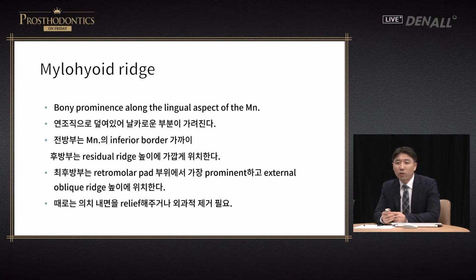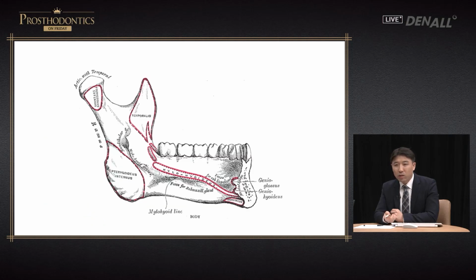When there are teeth, it is positioned quite low, but if there is significant alveolar bone loss, then the bony prominence really becomes noticeable. At times, relief may be necessary.